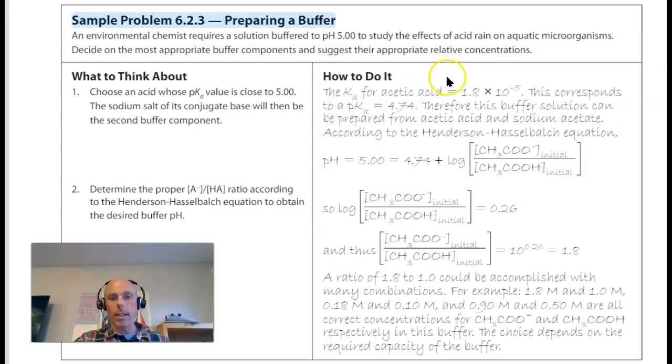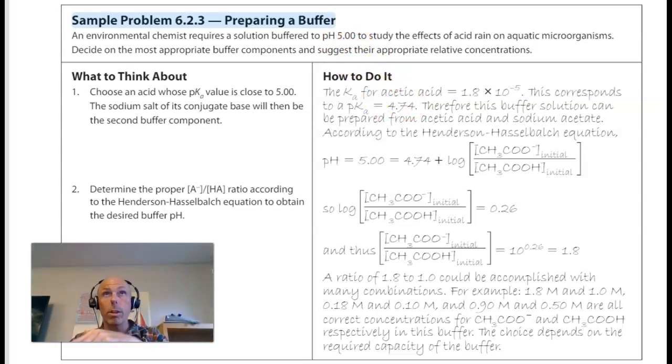Well, it turns out that good old acetic acid fulfills that criteria. The Ka for acetic acid is 1.8 times 10 to the minus 5. And if you take the negative log of that, or the pKa, we get 4.74, which is within one of 5. 4.74 is pretty close. That is the acid whose pKa is as close to 5 as you'll find on our table. So we've chosen acetic acid.